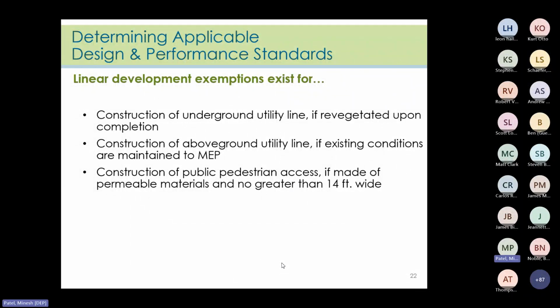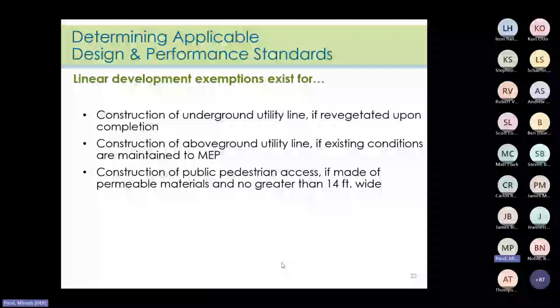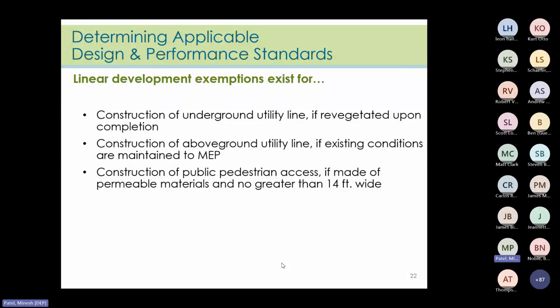The reviewer should also be able to determine whether linear development exemptions exist on the site. The following linear development exemptions may be granted if the requirements are met for each. Construction of an underground utility line if revegetated upon completion. The construction of an above ground utility line if existing conditions are maintained to the maximum extent practicable, and the construction of public pedestrian access if made of permeable materials and no greater than 14 feet wide.